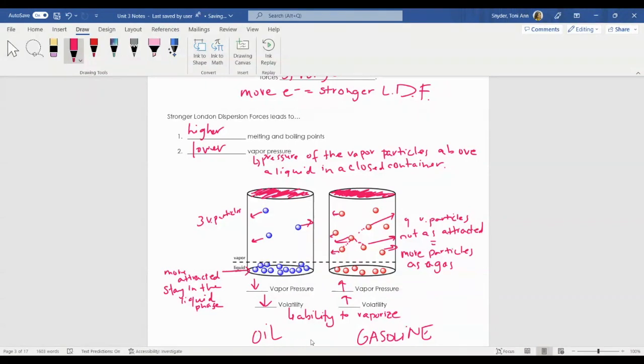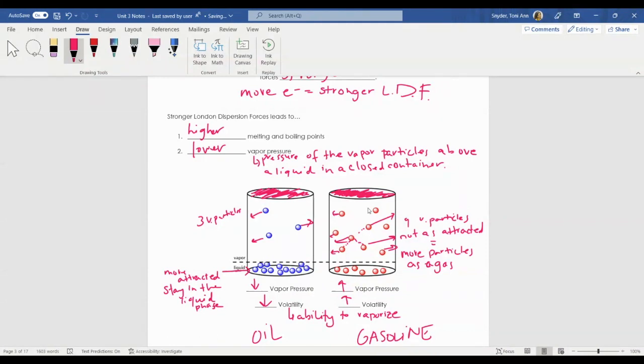If I have gasoline in a closed container, that gasoline is going to start to evaporate in the container. What does that do? The more gas particles that evaporate, the more pressure is going to exist in that container. You're going to have more particles that hit the walls of that container. It's more volatile, we say as well. There's a lot of stuff happening in here. So of course, if you have any questions, please let me know. But this is the whole basics behind London dispersion forces.